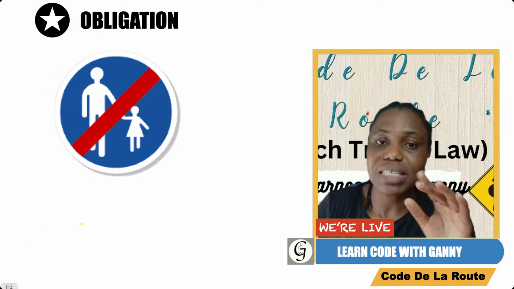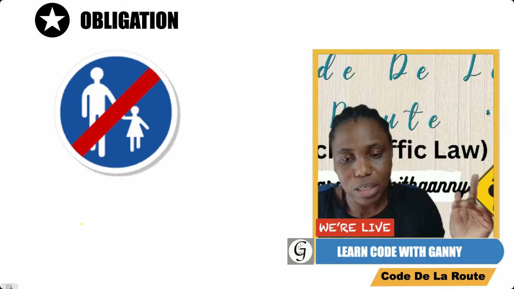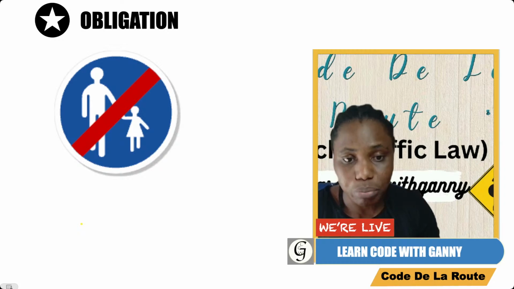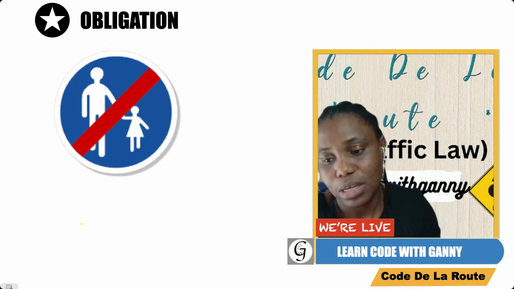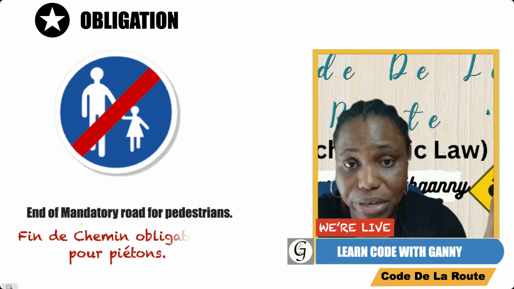So this one means end of pedestrian obligation. That means on this road it is not compulsory for only pedestrians. Everybody can pass through it. That is the meaning of this panel.